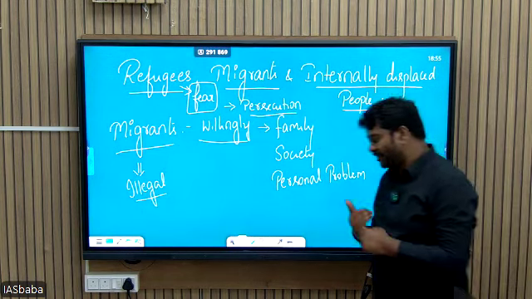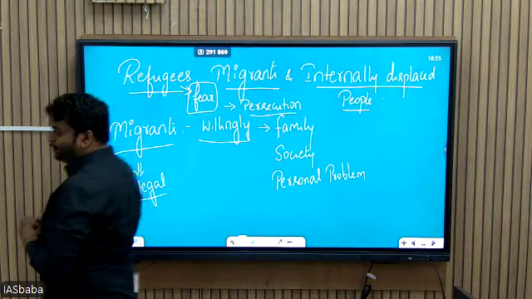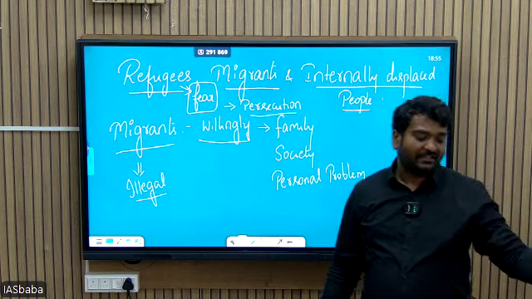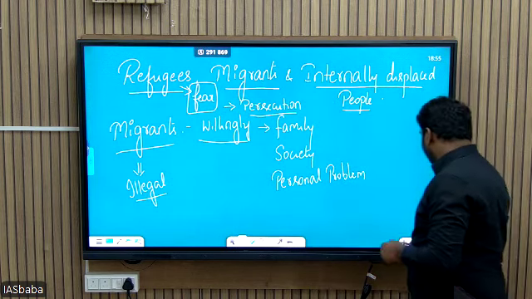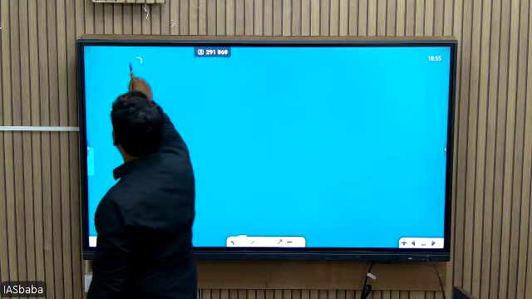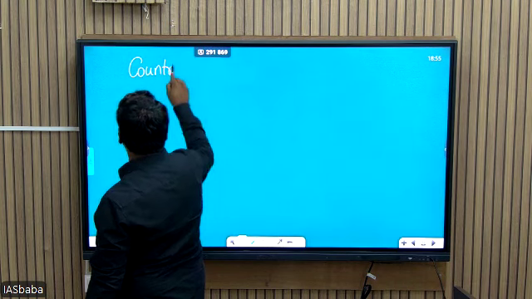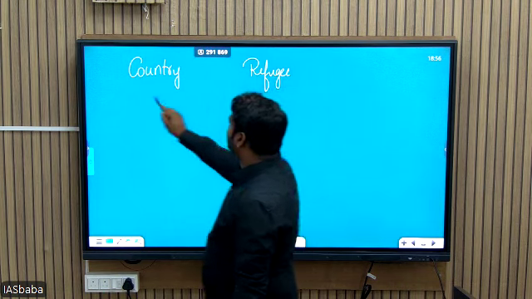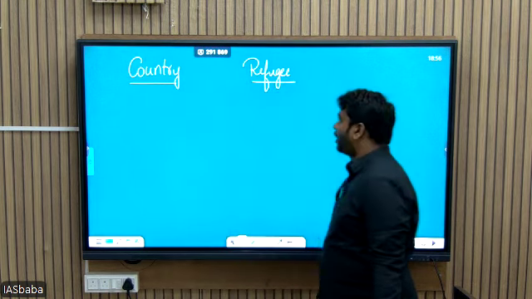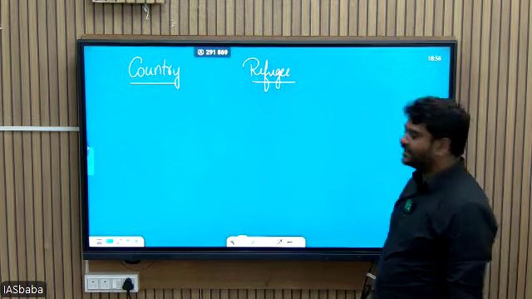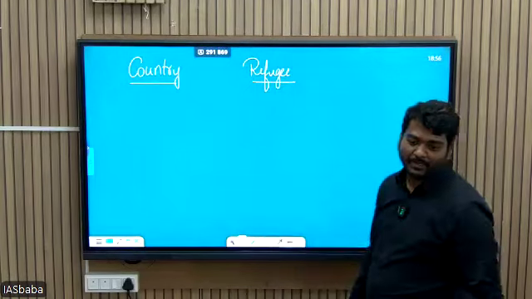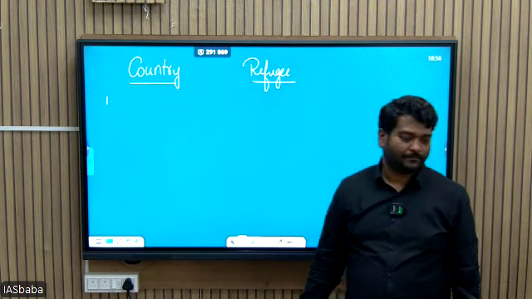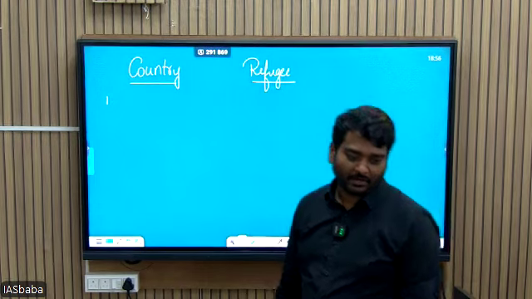So you write below, whenever people are displaced within their home country, then they are internally displaced. Example, Kashmiri Pandits. This note you write below, note.